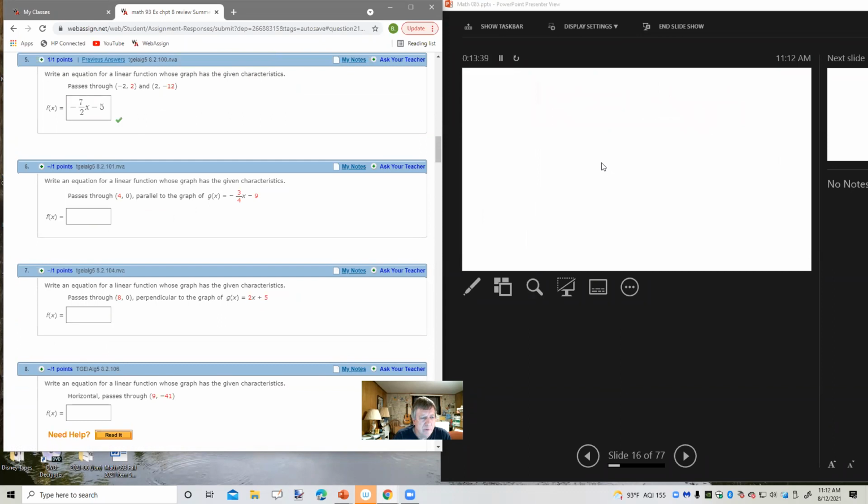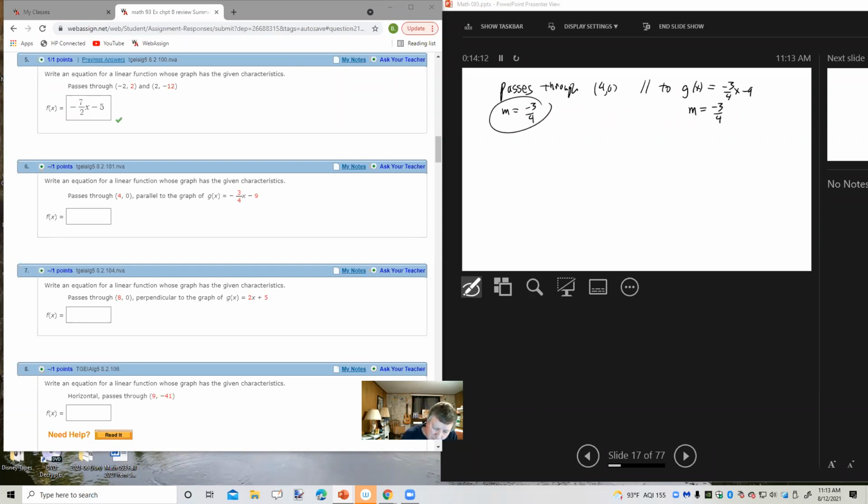Write an equation for a linear function whose graph has the given characteristics. Passes through (4, 0), and is parallel to the graph of g of x equals -3/4 x minus 9. All right, parallel lines have the same slope. The slope of g of x is -3/4. So the slope of what we're trying to find over here is also -3/4. So we've got the slope and a point.